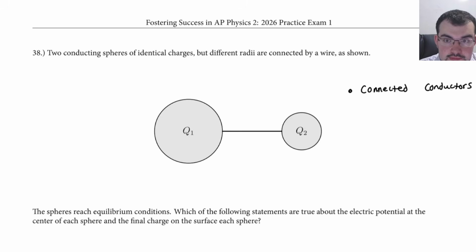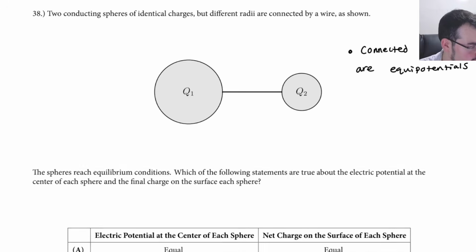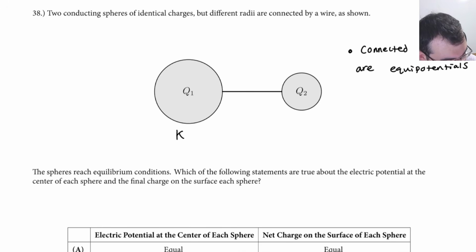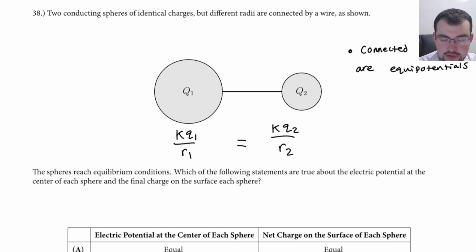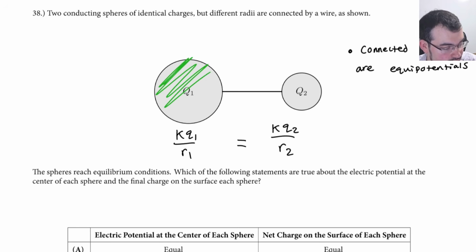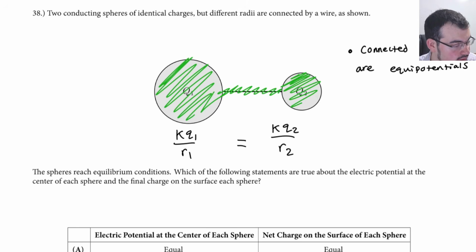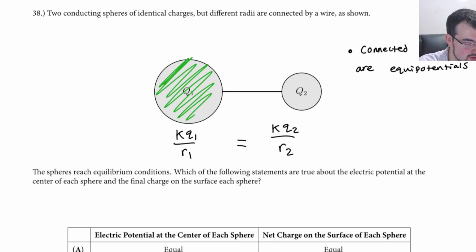conductors are equipotentials. So what this means is that KQ1 over R1 has to equal KQ2 over R2, because the electric potential, KQ over R, must be the same for both of these. So if you had to color their potential, we would see that the potential is actually the same everywhere on the sphere and in the sphere.